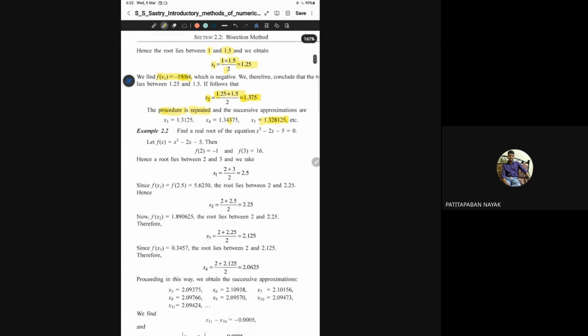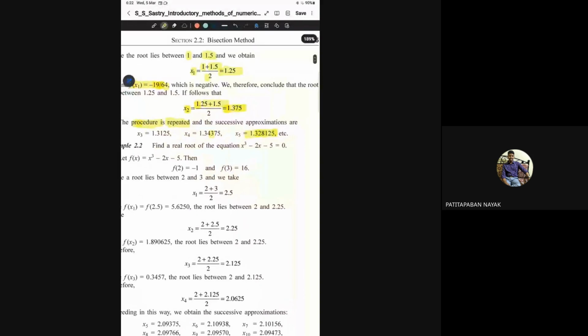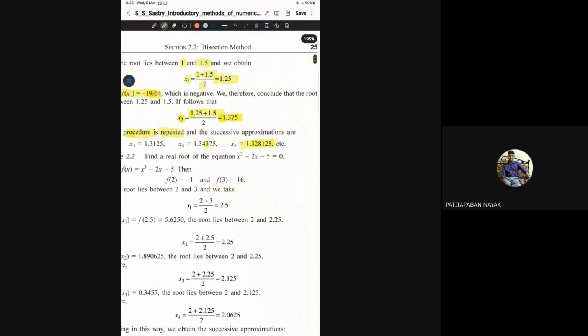But if I say no, I want to go up to the third place of decimal, then I have to find out what is x6, what is x7. So depending on where exactly we want to stop with our approximation, we will stop there and find the root.